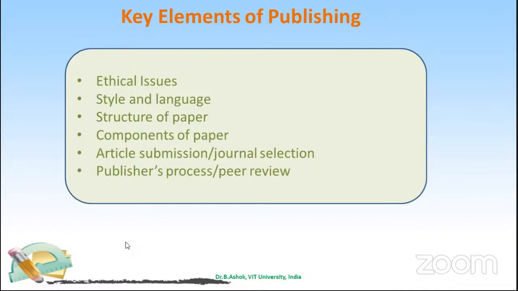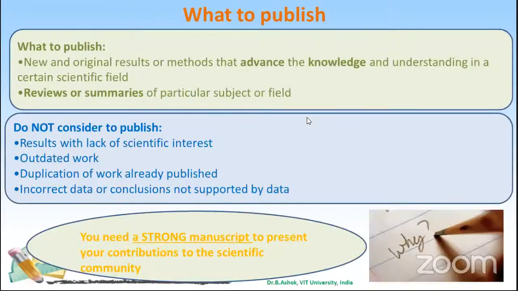Okay, some network problem. So basically, what are the key elements which need to be considered? Article submission, journal selection, which journal we are going to publish in, the publisher process, what kind of papers they are accepting, what their stream of publication is, and whether the area will fit into it. All this process we need to take care of.